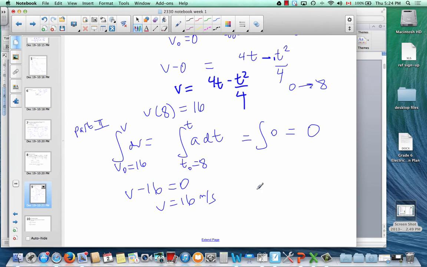So our overall answer as a piecewise function is 4t minus t squared over 4 on the interval 0, 8. And then it's just 16 on the interval 8 up to infinity from there on in.